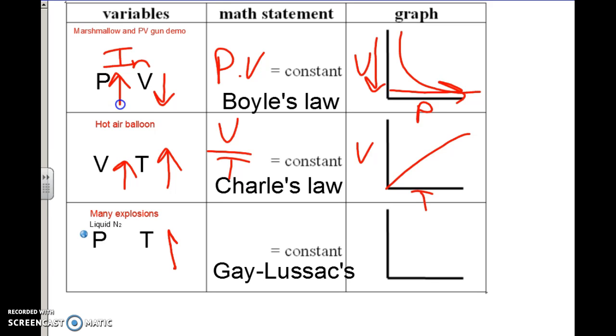As temperature goes up, what do you think happens to pressure? Well, pressure goes up as well. Both of these are direct relationships. So in this instance, P divided by T is a constant. And again, this is another direct relationship. So they both go through the origin.